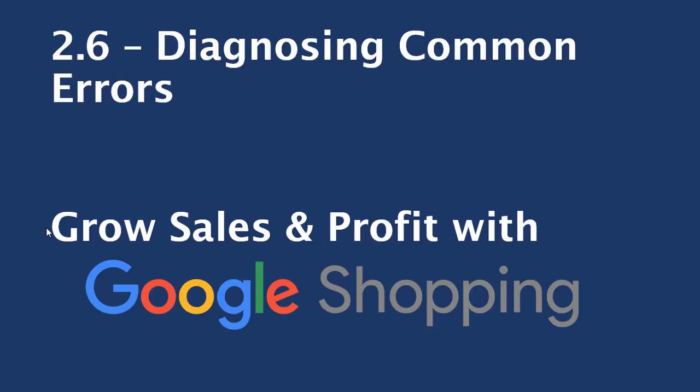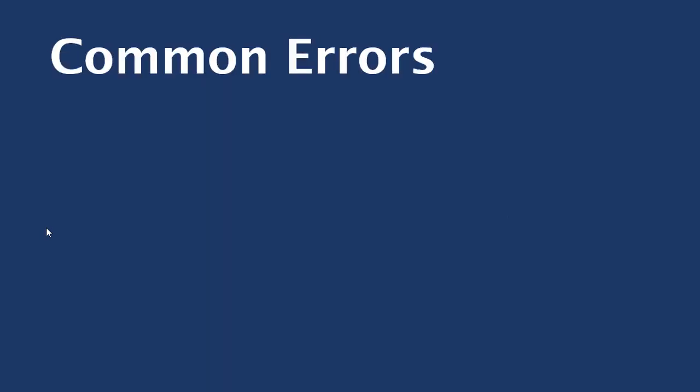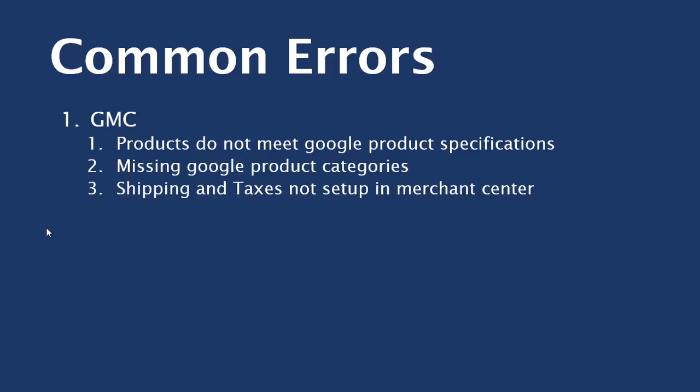Module 2.6, common errors. Errors are going to occur. They're going to come up. You're going to find issues coming up either through Merchant Center, through your data feed, through AdWords or whatever. But there's a couple errors that I see regularly. After looking at many accounts, managing several client accounts, there's certain things that come up that can cause you a lot of headache. The first three are relating to Google Merchant Center.